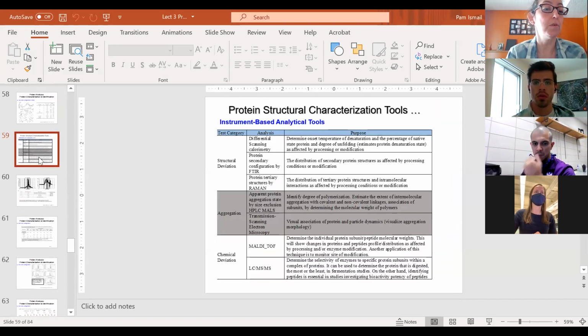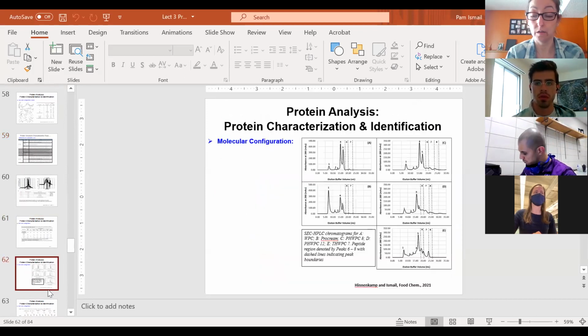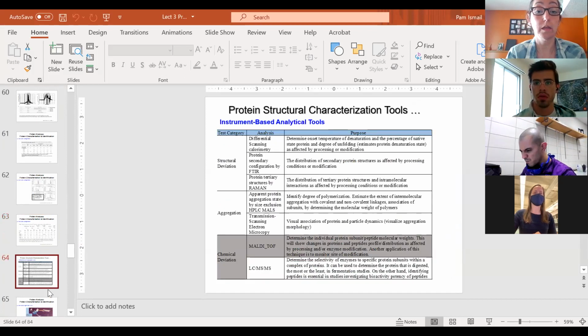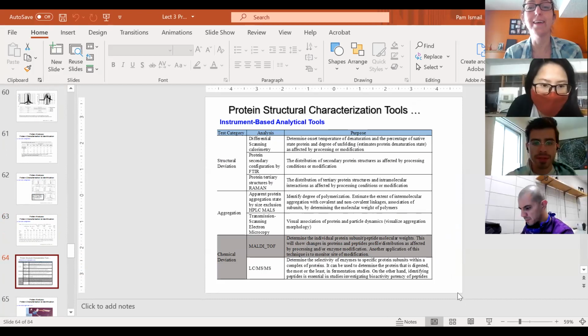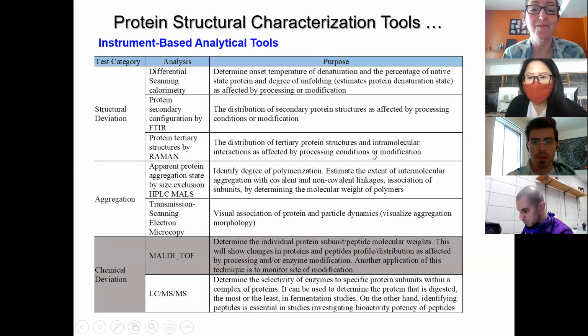Trying to remember where I was last time. I think we covered this and we stopped at MALDI. Correct? Did I cover MALDI or not yet? Nobody remembers. I think so. Okay. All right.